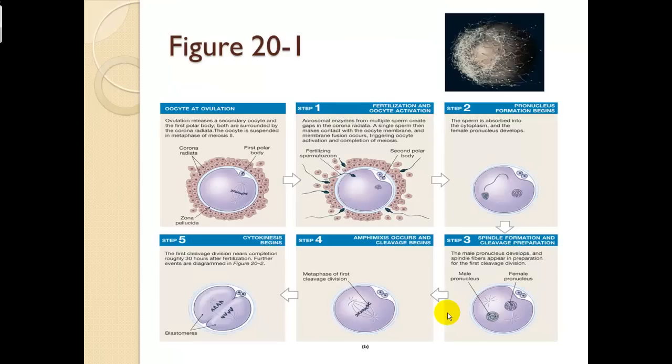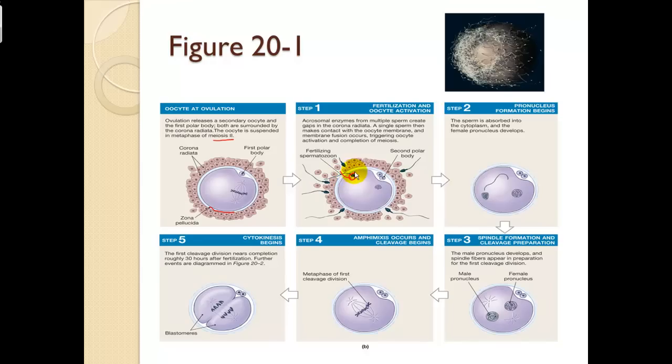And this is an overview. So this is the oocyte at ovulation. Zona pellucida, right here. This is from the previous chapter. The oocyte is suspended in metaphase of meiosis II. You can see the spindle on this cell. Acrosomal enzymes and multiple sperm create gaps in the corona radiata, and you see how they're kind of working on this until they can get in.